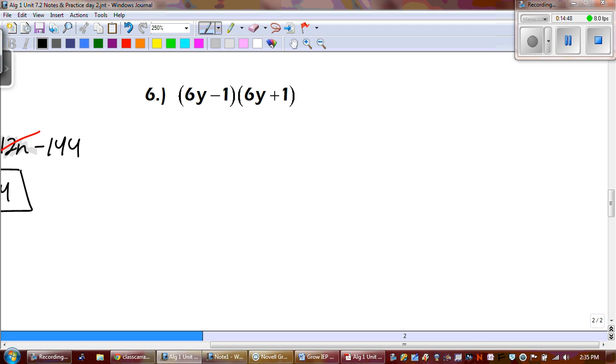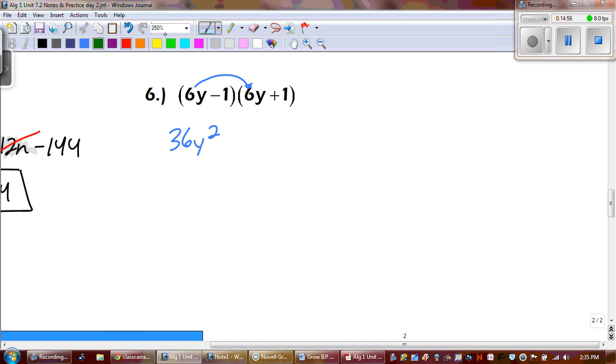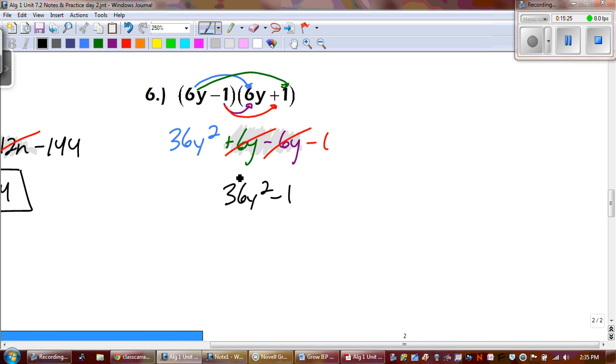Now we're going to do distribution. Okay, 6 times 6 is 36y squared. 6 times positive 1 gives us a positive 6y. Negative 1 times positive 6 gives us a negative 6y. And negative 1 times positive 1 gives us negative 1. Okay, let's combine our like terms. And what happens here? Those cancel, and then we're left with 36y squared minus 1.